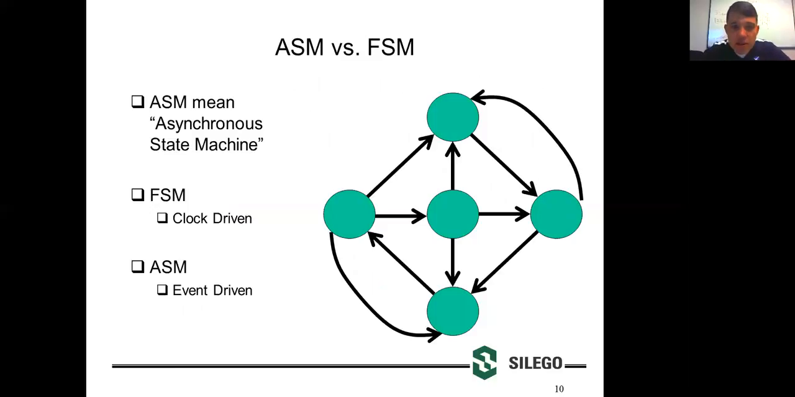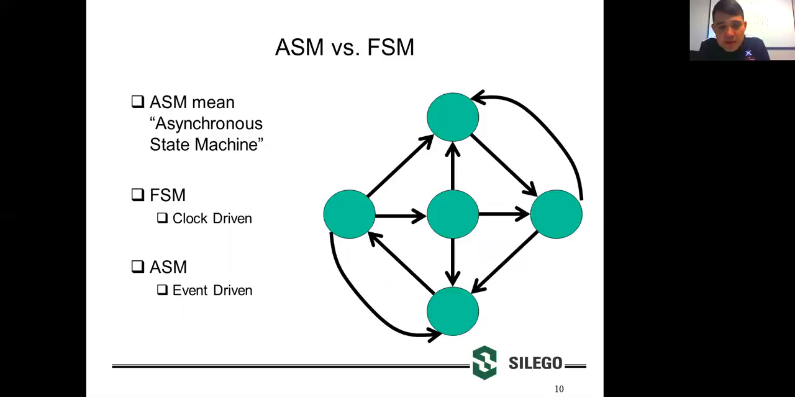Essentially, the finite state machine is a clock-driven state machine, and the asynchronous state machine is an event-driven state machine. So when you're trying to go from one state to the next state on a finite state machine, there's a clock that's clunking along, and with every clock cycle, you can check what the inputs are and what the previous output states are to determine whether you need to move to a new state. With an asynchronous state machine, you just sit there idle, waiting for an event.